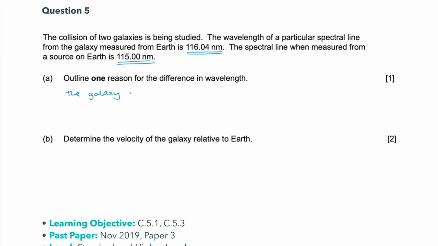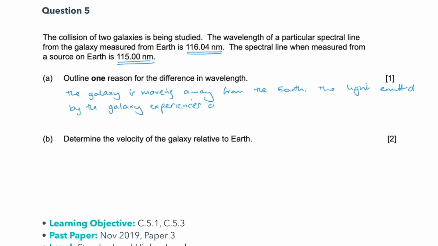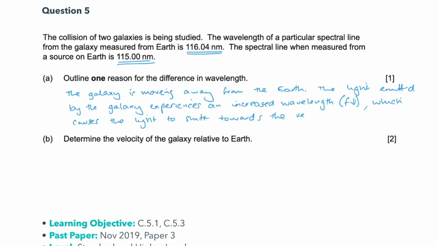The galaxy is moving away from the Earth. The light emitted by the galaxy experiences an increased wavelength, and in brackets I'll put the frequency decreases, which causes the light to shift towards the red end of the electromagnetic spectrum. That's probably more information than is needed for 1 mark, but good practice to remember it all.